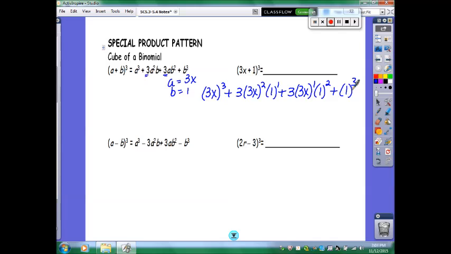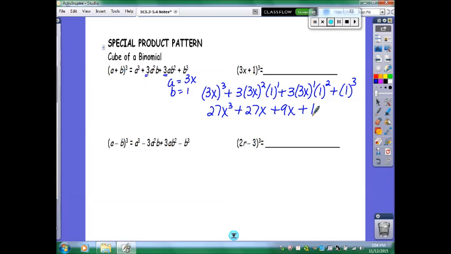All right, now we just got to clean this up. So (3x) to the third is 27x to the third. 3 times (3x) squared is 9x squared times 3 is 27x squared. All right, 1 squared is 1 times 9x, so that's 9x, and then 1 cubed is 1. So there it is expanded out using my pattern.